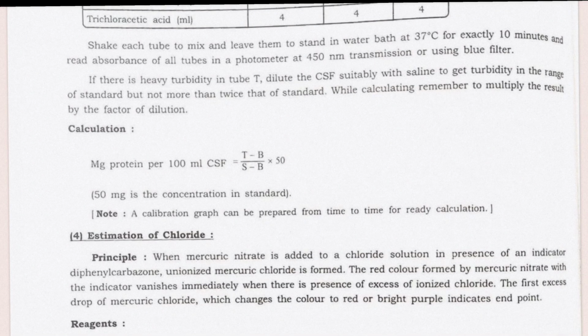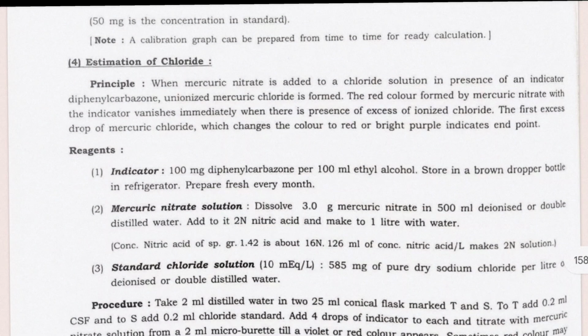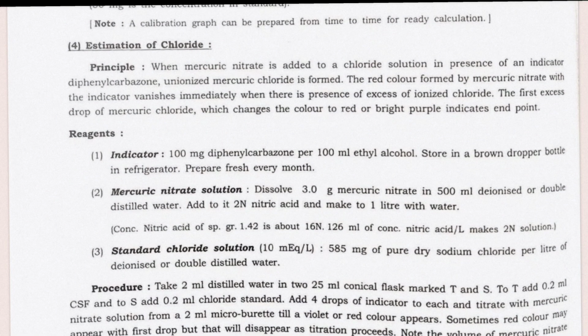Calculation: milligram protein per 100 ml CSF equals T minus B upon S minus B into 50. 50 milligram is the concentration in the standard. Note: a calibration graph can be prepared from time to time for ready calculation. Estimation of chloride. Principle: when mercury nitrate is added to the chloride solution in presence of an indicator diphenyl carbazone, unionized mercury chloride is formed. The red color formed by mercury nitrate with the indicator vanishes immediately when there is presence of excess of ionized chloride. The first excess drop of mercury nitrate, which changes the color from red to bright purple, indicates the endpoint.